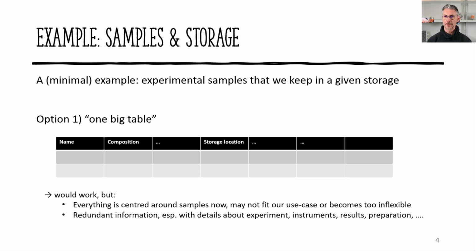Let's take a simple example. We focus on experimental samples and storages, where we store those samples. So one option would be to have one big table where we have a sample name and a sample composition and the storage location and so on. That would work, but everything is centered now around the samples. That may not fit our use case later, and we may not be flexible enough to, for example, query what experiments we use on these samples efficiently. Also, we need to store a lot of redundant information, especially if we have lots more details about the experiments or the instruments and so on.